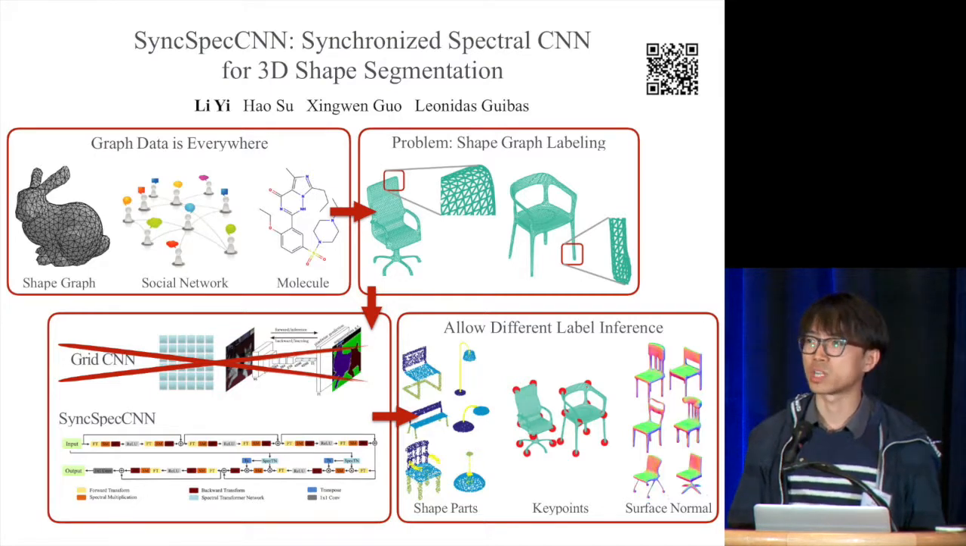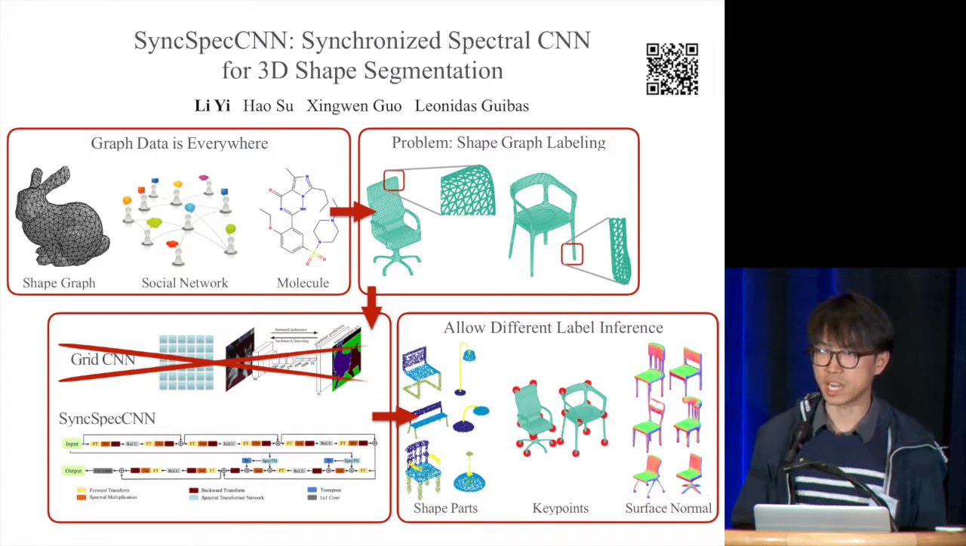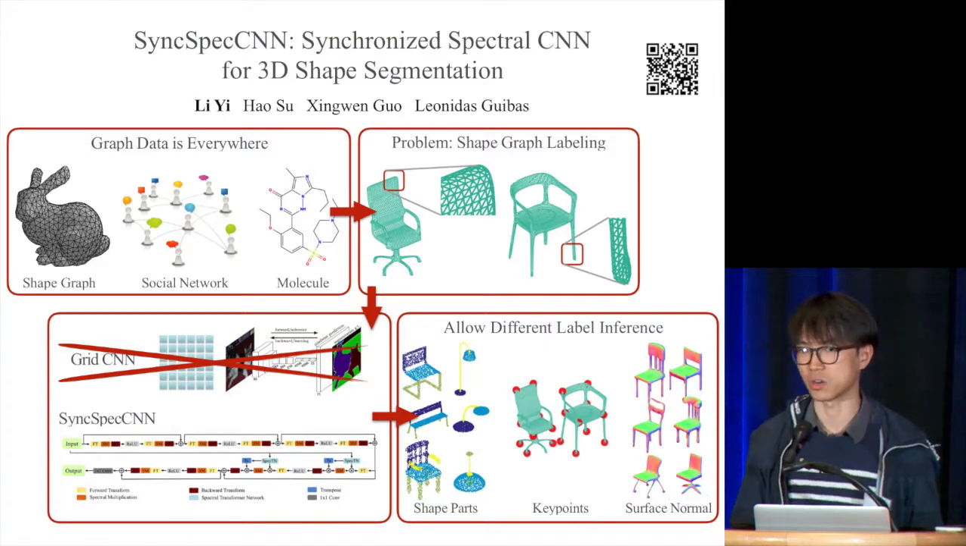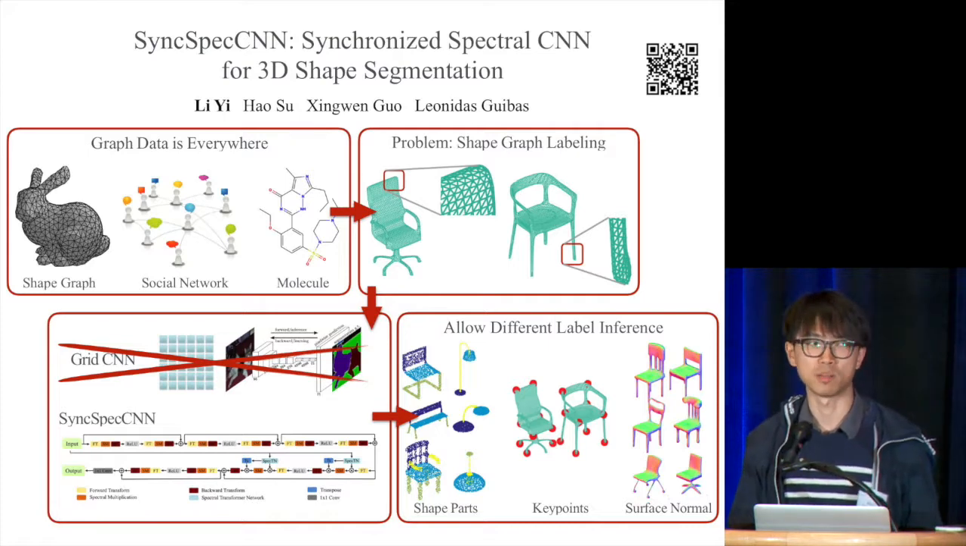CNN has shown its great power in many applications. However, applying a conventional CNN to a generic graph is not trivial, since a lot of the optimizations exploited rely on the grid structure, such as weight sharing. So in this project, we propose synchronized spectral CNN, a convolutional neural network framework designed for graphs, which inherits merits of conventional CNN, such as weight sharing and multi-scale analysis. Please come to our poster to learn more.